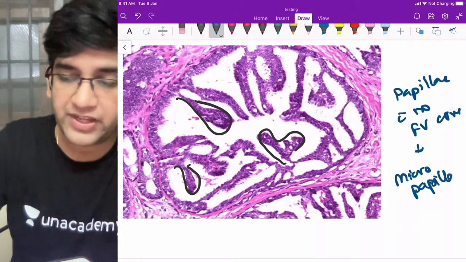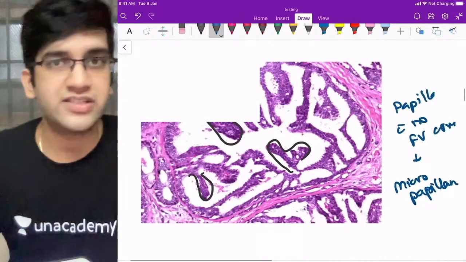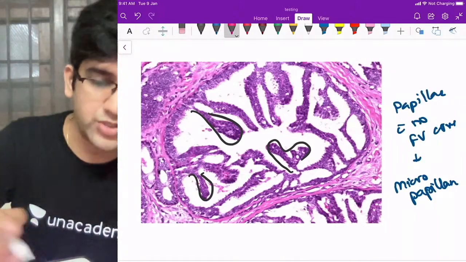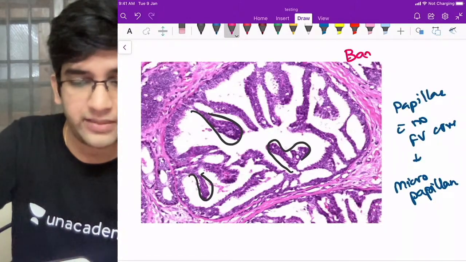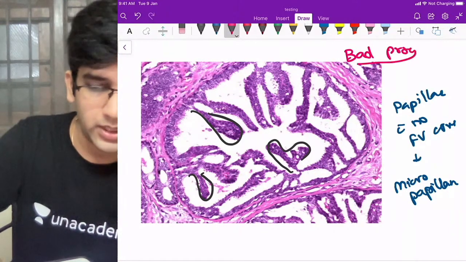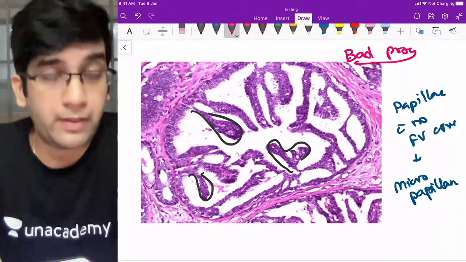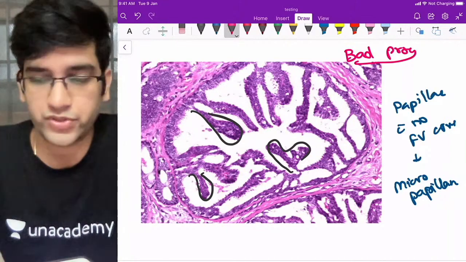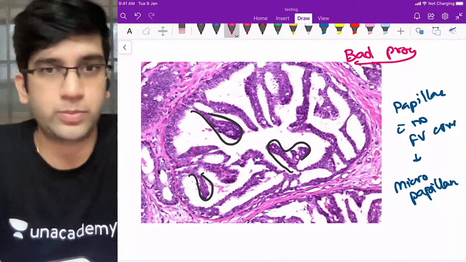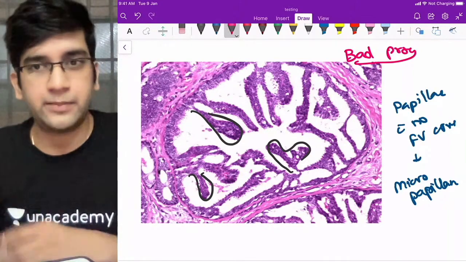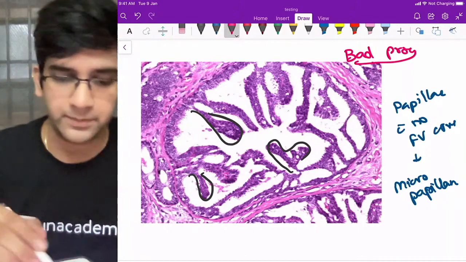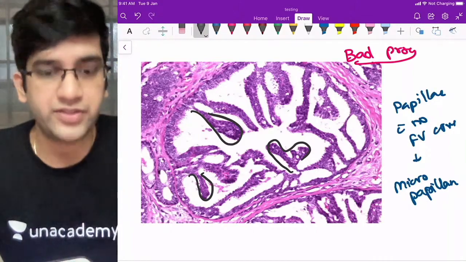Micropapillary patterns are common in two areas. One is in lung, the other one is in breast. Wherever you see a micropapillary pattern, they have a very, very bad prognosis. Micropapillary DCIS as well as micropapillary carcinoma of breast have a bad prognosis. We don't call it pseudopapillary, we use micropapillary. Fine. They're like papillary-like projections. They have a bad prognosis, do remember them. Fine. So these are the different types of DCIS.